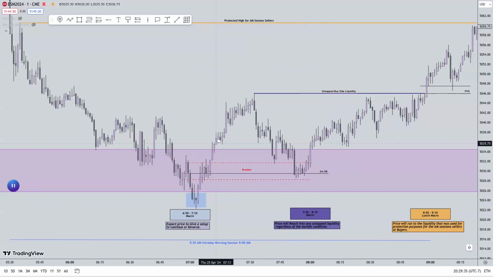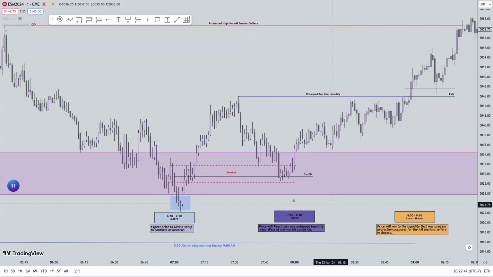There's another macro right there that targets liquidity, which is in the purple box. You can see the purple box, it says 750 to 810. Price will tap into on-tap liquidity. So there you go. Price entered that breaker and that 3-minute order block right inside that second macro that's purple right there, and it heads higher and targets that buy side on-tap liquidity that you see right there that I'm pointing at.